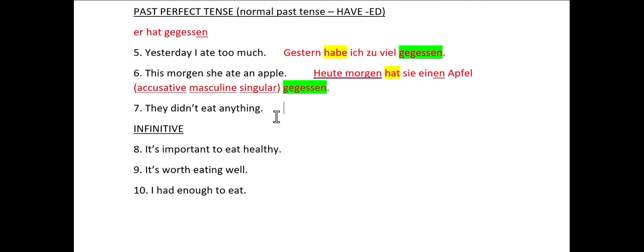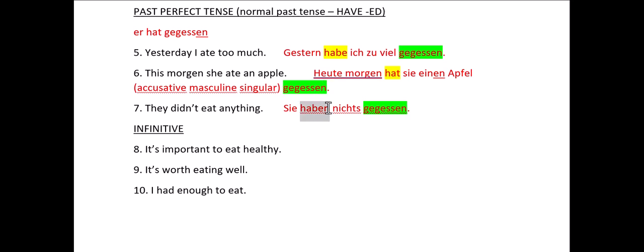Number 7, they didn't eat anything. Sie haben nichts gegessen. So we're seeing the past participle never changing, and that's because it never does. In the past participle, it just stays the same. Same in English. Have eaten.